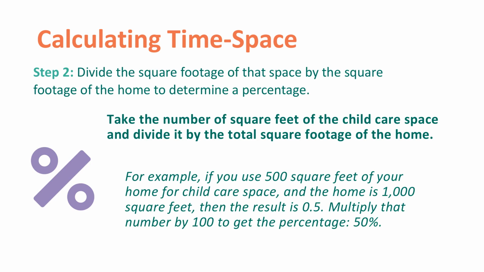Step 2. Divide the square footage of regularly used childcare space by the square footage of your home to determine a percentage. Take the number of square feet of the childcare space and divide it by the total square footage of your home. For example, if you regularly use 500 square feet of your home for childcare space, and the home is 1,000 square feet, then the result is 0.50. Multiply that number by 100 to get the percentage, 50%.